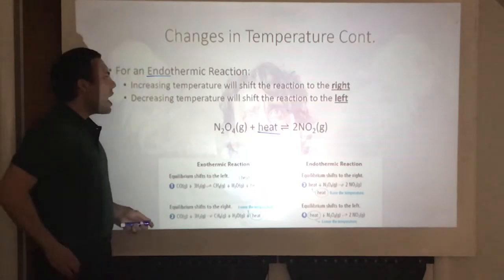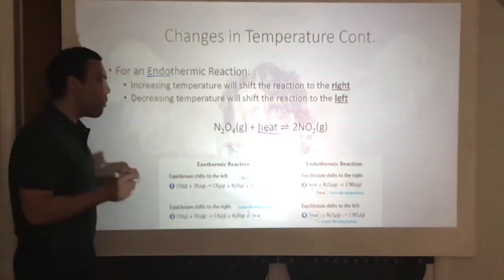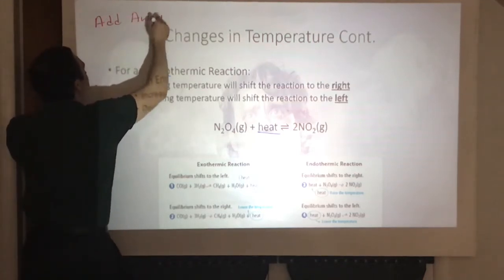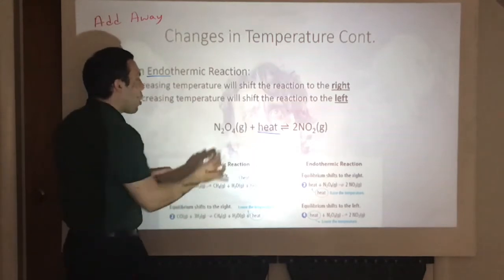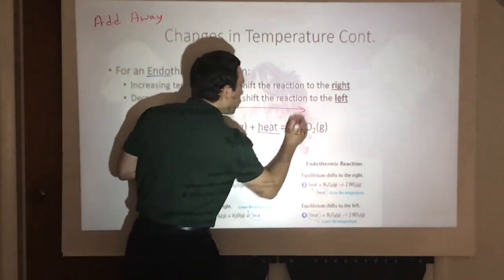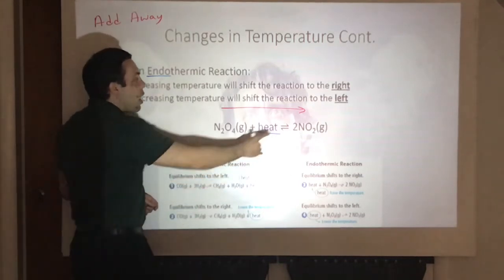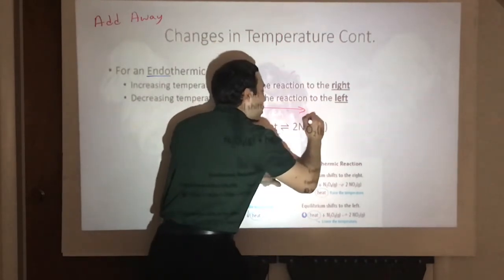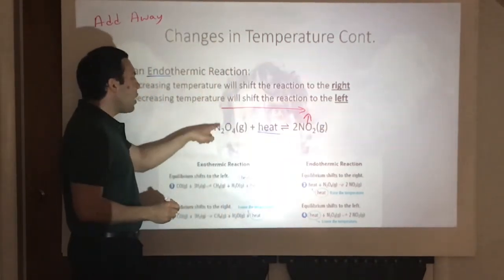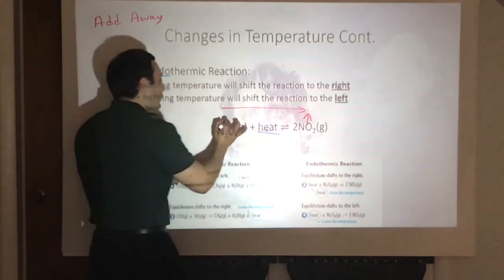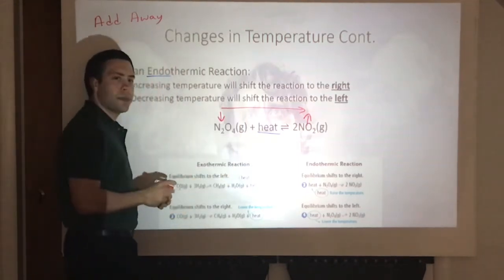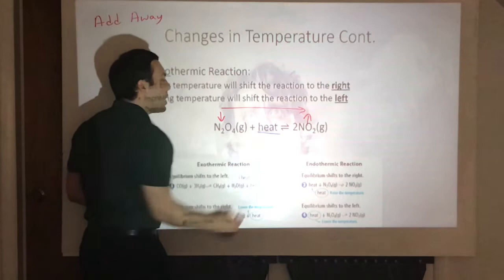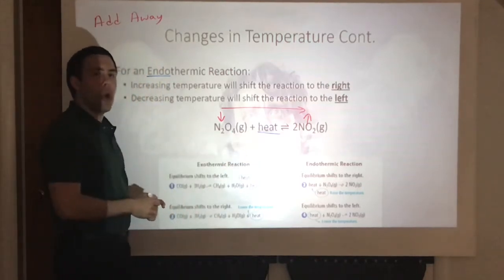So, if we increase the temperature, remember, add away. If we increase temperature, we are going to add away and shift to the right. At the tip of the arrow, those substances will increase, so NO2 will increase, and the substances at the tail of the arrow, the N2O4, will decrease. We increase the temperature, we shift the reaction to the right, which increases the NO2 and decreases the N2O4.